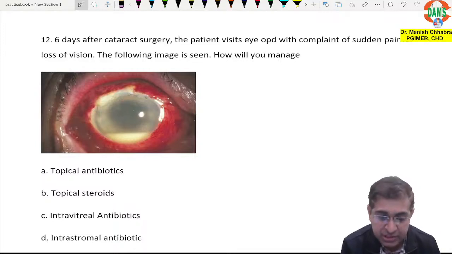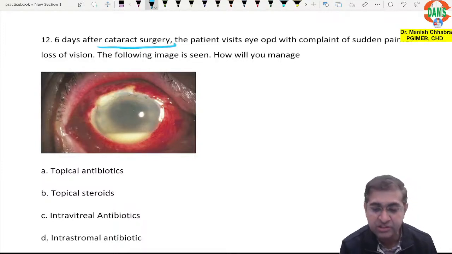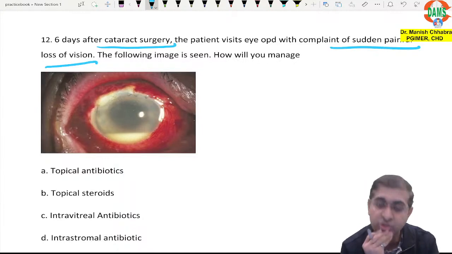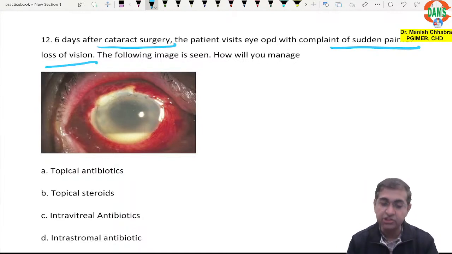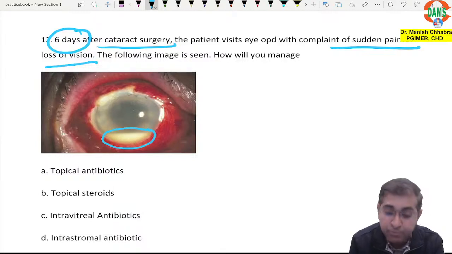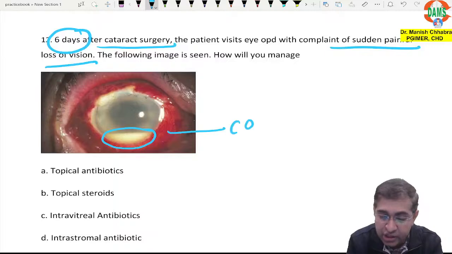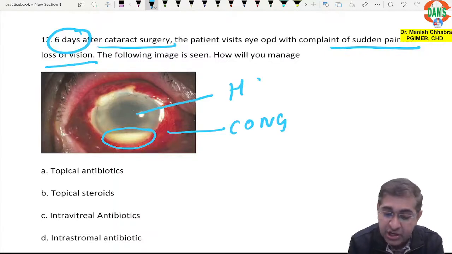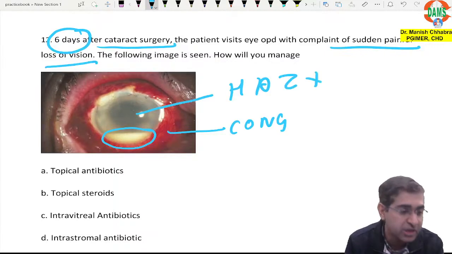Now, the history is given. Six days after cataract surgery, a patient visits the OPD with complaints of sudden painful loss of vision. The following image is seen. So, the patient had cataract surgery just 6 days back. And you can see the presence of hypopyon, reddening and congestion of the conjunctiva, and the cornea is hazy. What is your diagnosis, boys and girls?